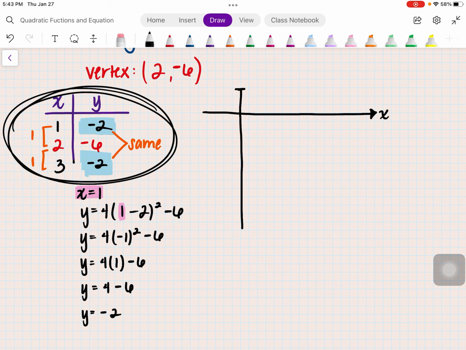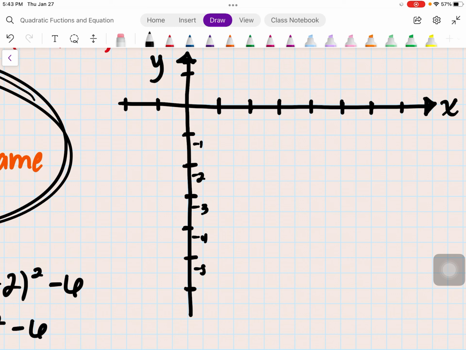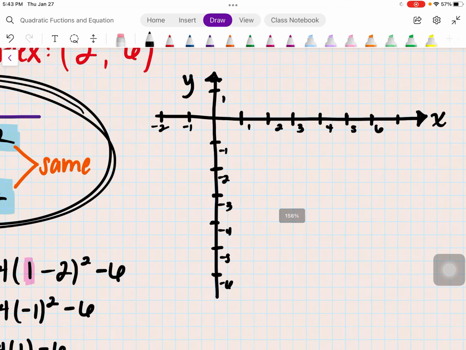This is X, this is Y. Let's go ahead and do some labeling. So -1, -2, -3, -5, -6, 1, 2, 4, 5, 6, -1, -2, 1.